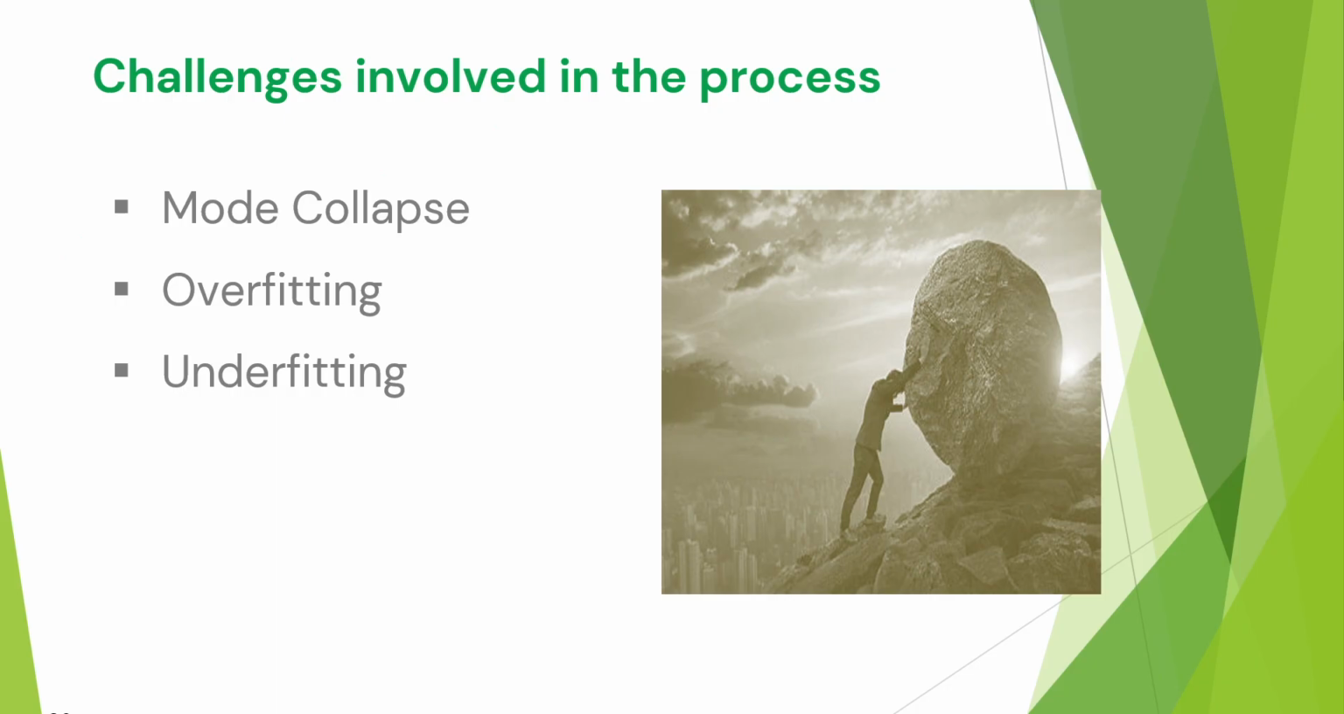Now, there are certain challenges involved in the process. First, mode collapse, which occurs when the model generates limited variations of the same output. This can be addressed by using techniques such as diverse beam search or nucleus sampling. Overfitting occurs when the model is too complex and fits the training data too closely. This can be addressed by using techniques such as regularization or early stopping. Underfitting occurs when the model is too simple and fails to capture the underlying patterns in the data. This can be addressed by using techniques such as increasing the model size or using more advanced architectures.